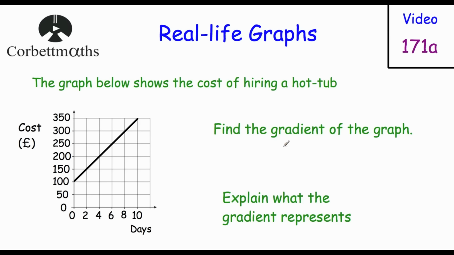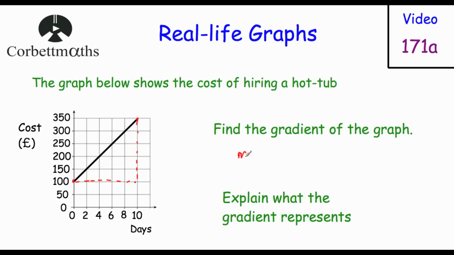The next question says, find the gradient of the graph. So we've got this graph and we want to find its gradient. So let's choose 2 points. I'm going to choose the point here, 0, 100. I'm going to choose this point up here, which is 10, 350. And let's make our little right angle triangle. So going across and going up. And let's work out the rise divided by the run.